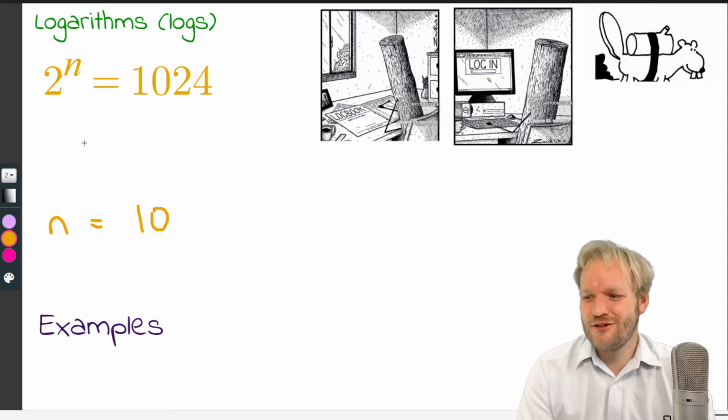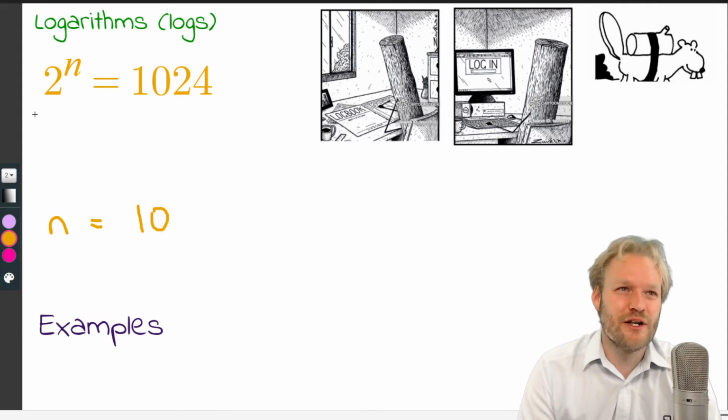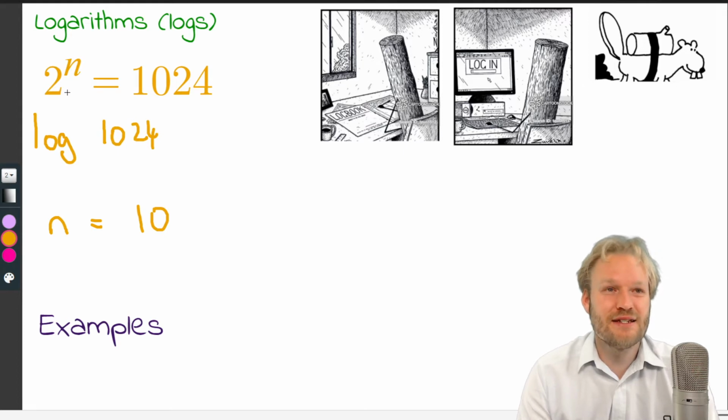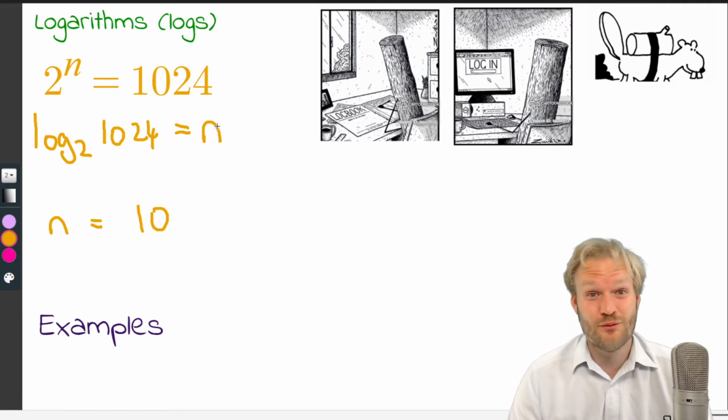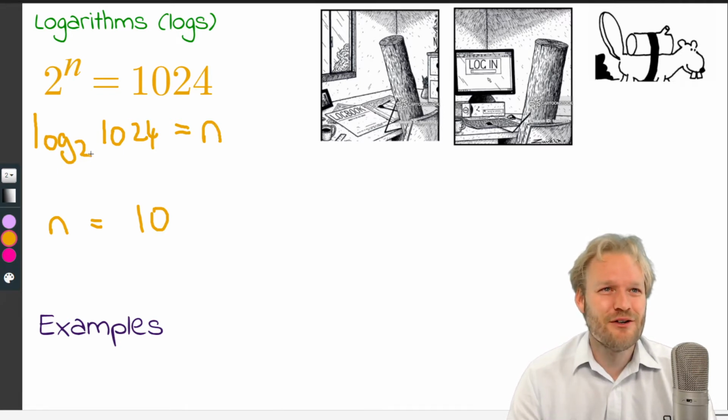Logs basically allow us to do this. We're going to take the log of this number, 1024. Our base stays the same, so our base is 2. So what we're saying here is that if we take the log with a base of 2 of 1024, what we get to do is have our exponent as the subject of the formula. Mind blown, right? If we took the log of this number with the same base of 2 as we had, then we can get our answer of n.